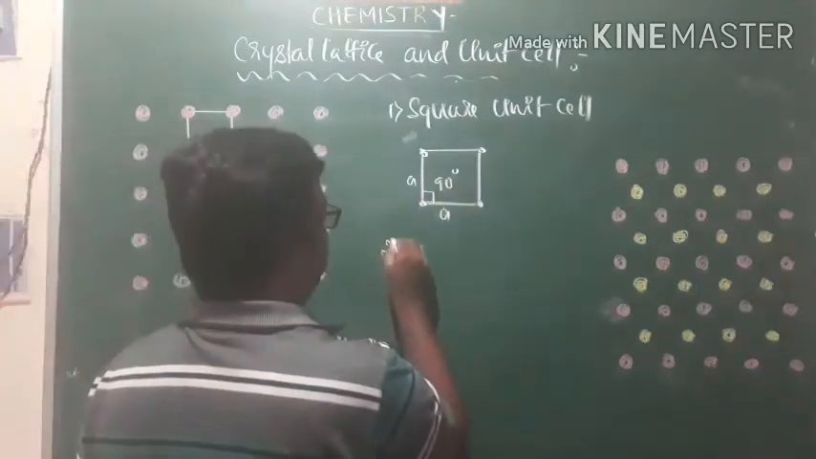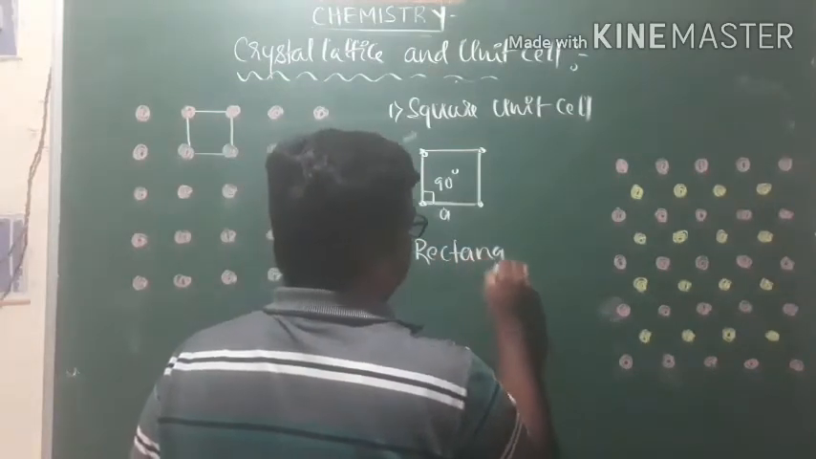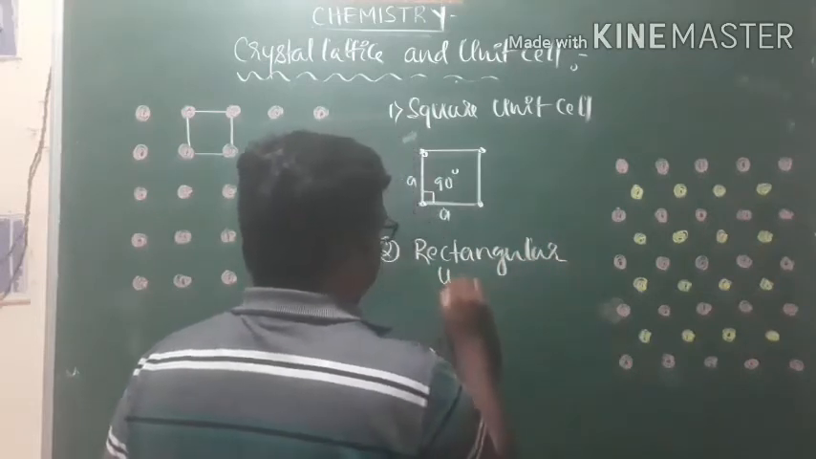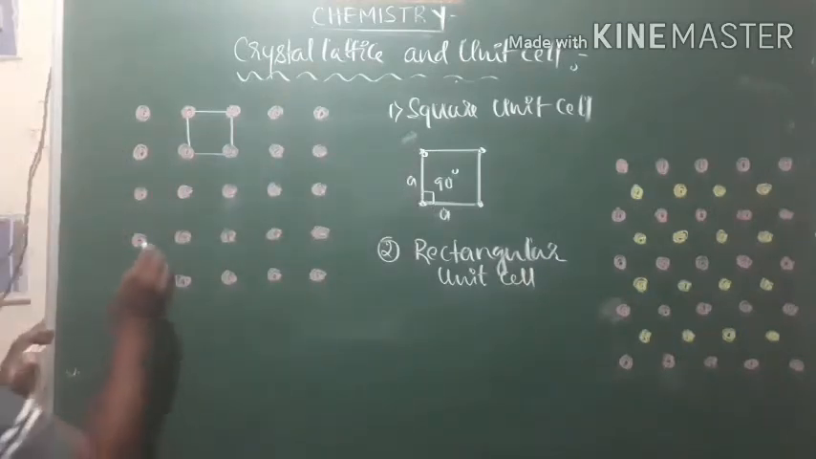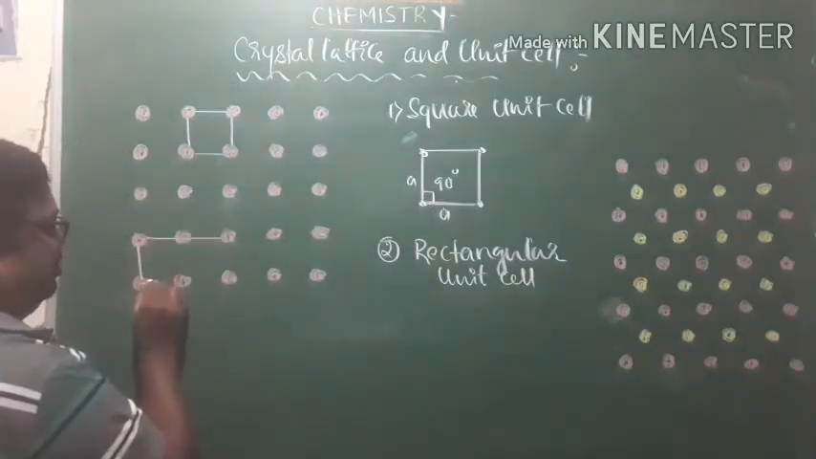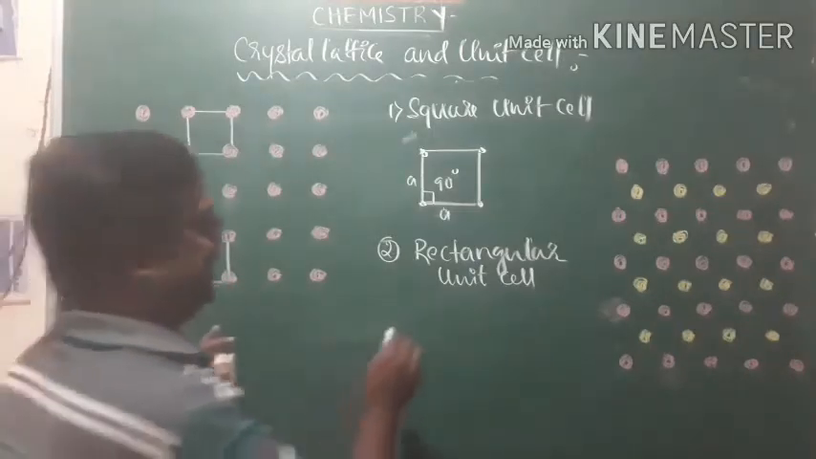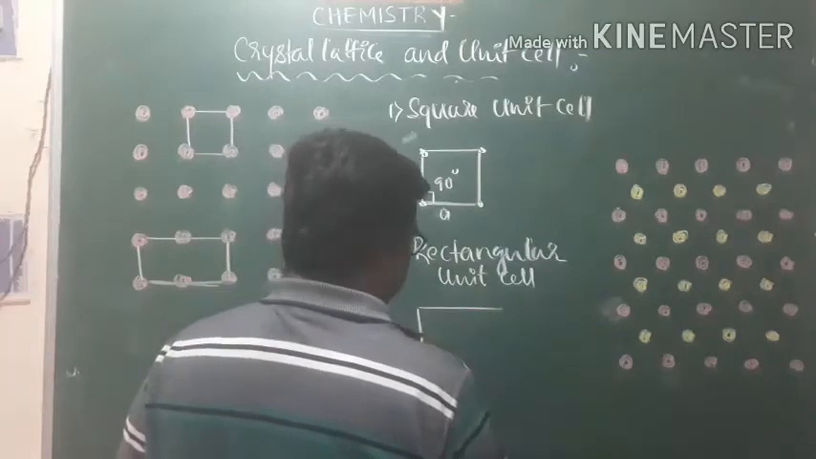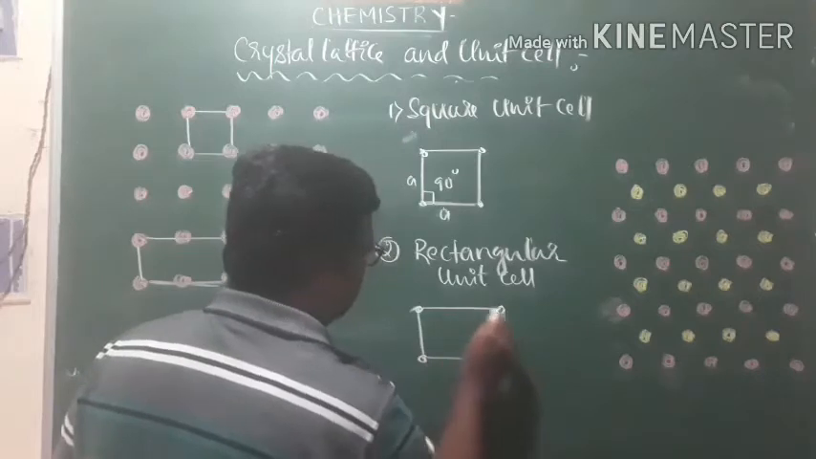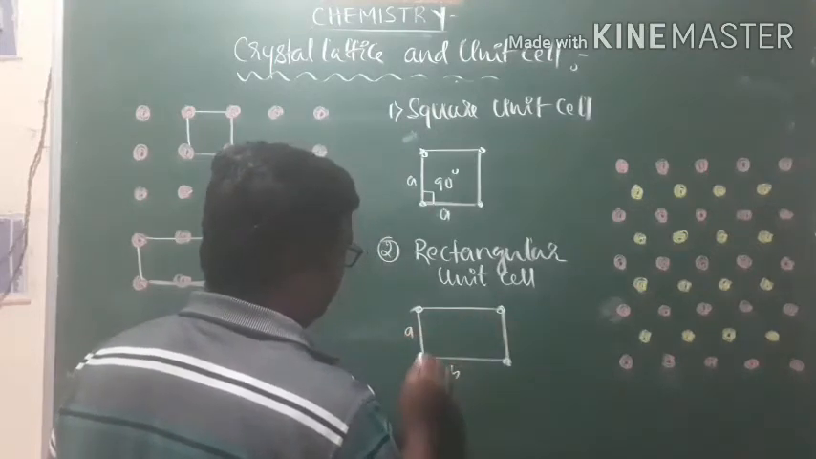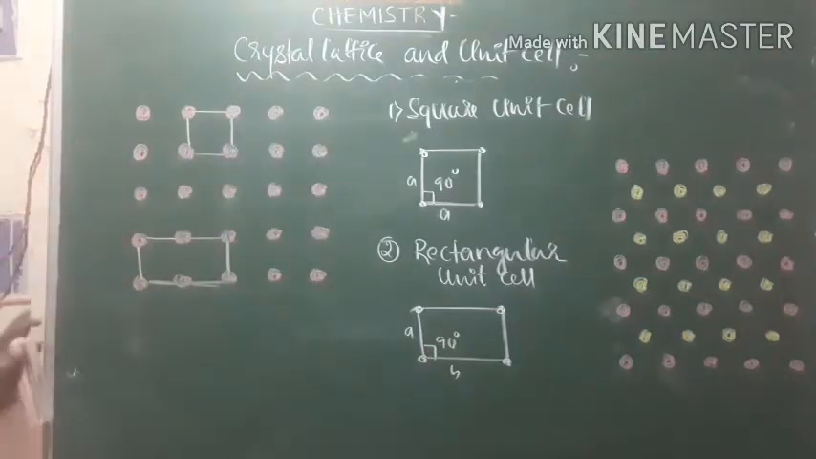Another possibility is the rectangular unit cell. Look at this. This is one more possible unit cell, called the rectangular unit cell. The rectangular unit cell has sides of different lengths. This is A and this is B. The angle will be 90 degrees. This is a property of the rectangular unit cell.